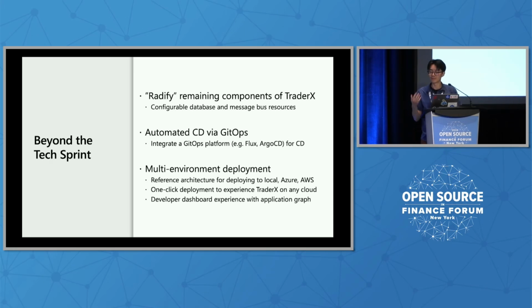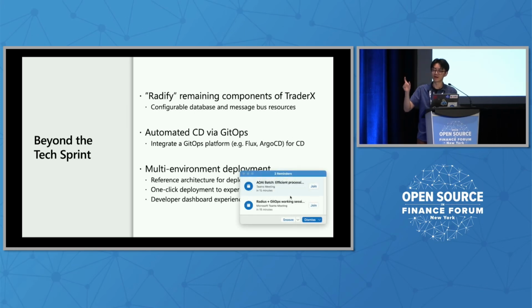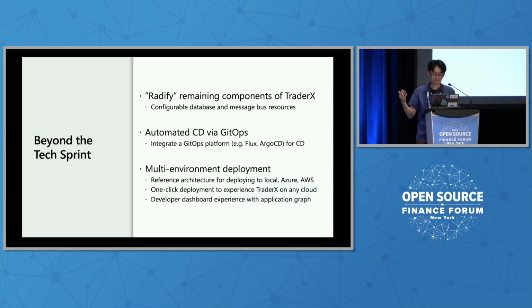So we want to ratify the remaining components of TraderX. We want to make the database and the message bus resources configurable. So basically replace those generic, custom-built database and message bus containers, and ratify those so that you can then switch those out for SaaS type of databases at deployment time. So you can imagine if we changed it to Postgres, we can then switch out between AWS RDS for Postgres, or Azure database for Postgres. And then same thing with the message bus resources.